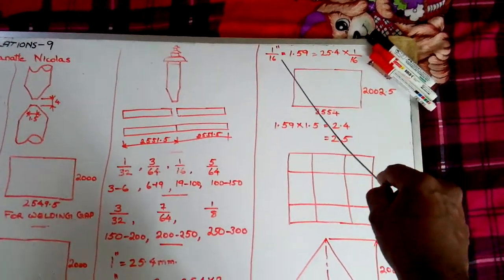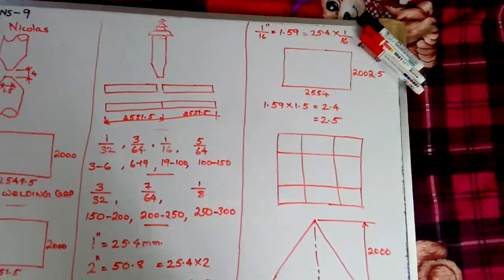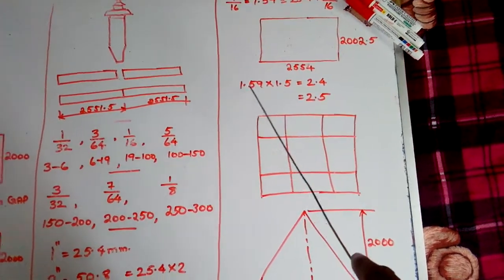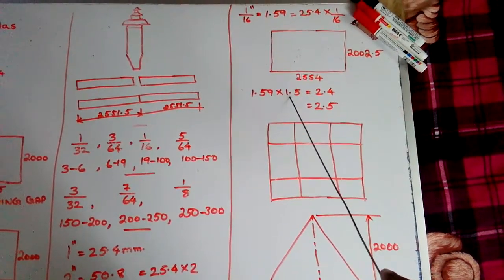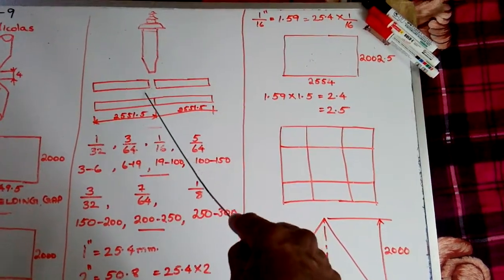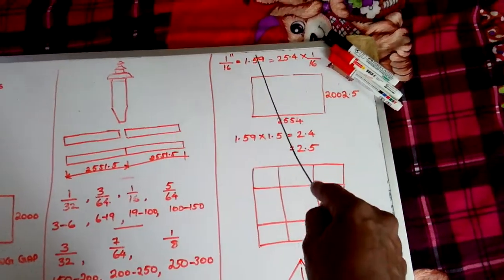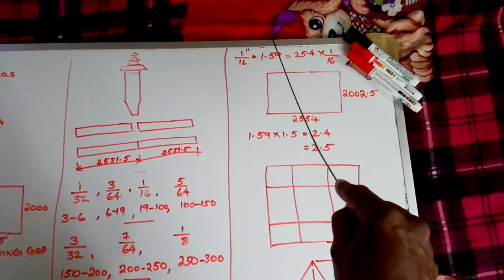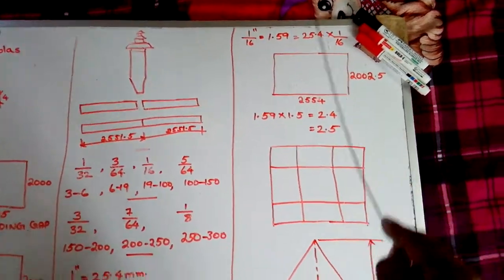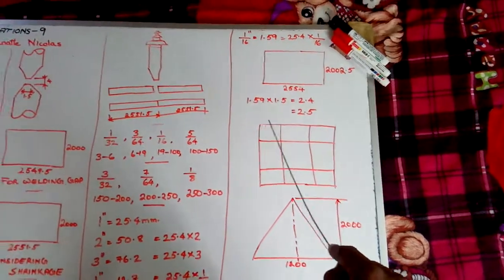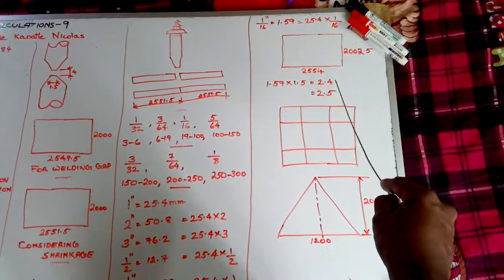It means this 1/16 is 1.5 times big. This 1.59 is 1.5 times big measurement we have to use for gas cutting allowance. We shouldn't use 1, we shouldn't use 2. 2 is for double, 1 is for single. It means 1.59 is single. We shouldn't use single, we shouldn't use double. In between single and double, 1.5 comes. With 1.5, if we multiply it, we will get a measurement 2.4.